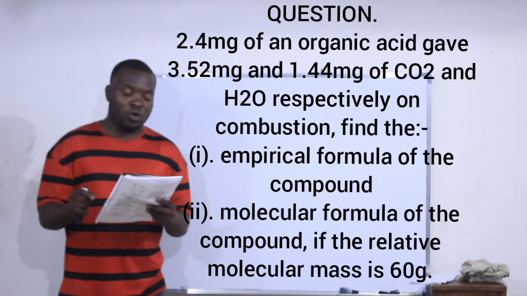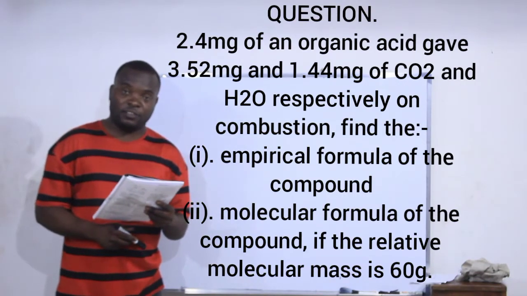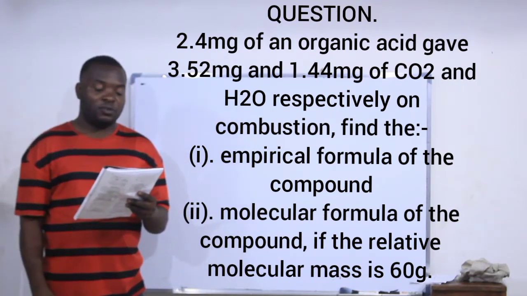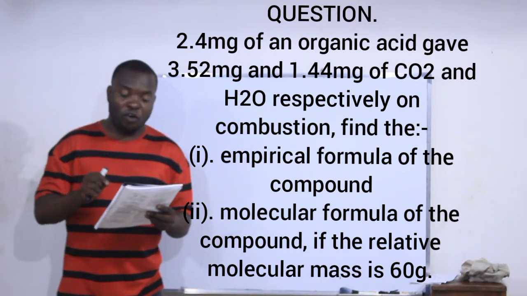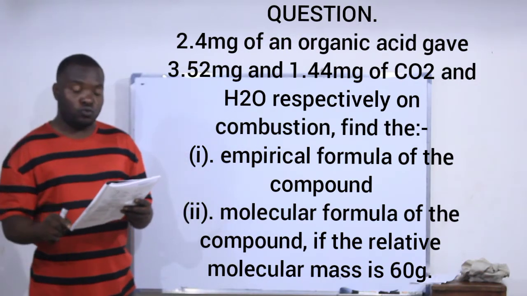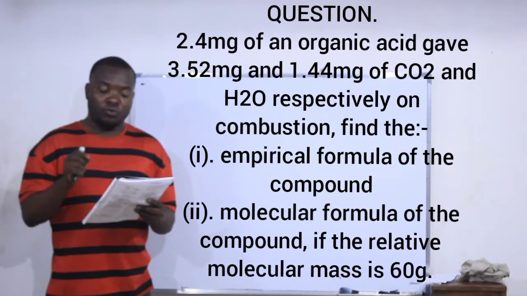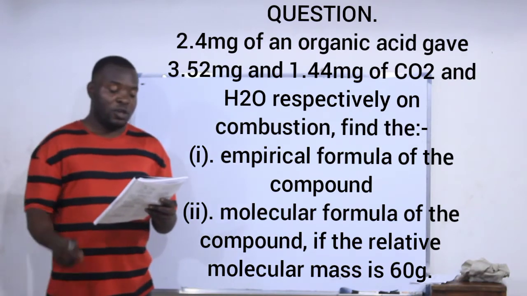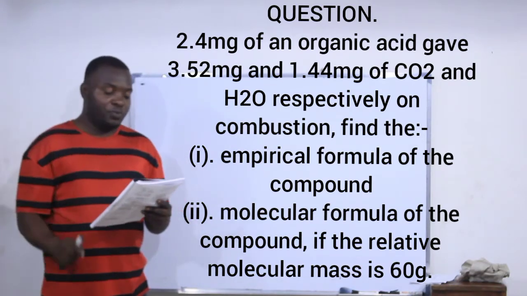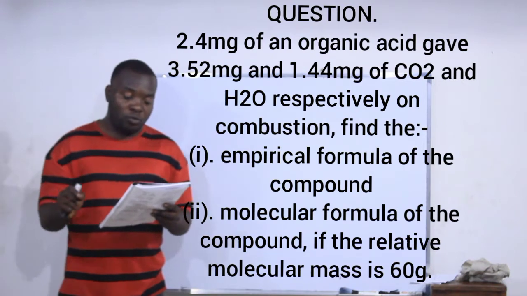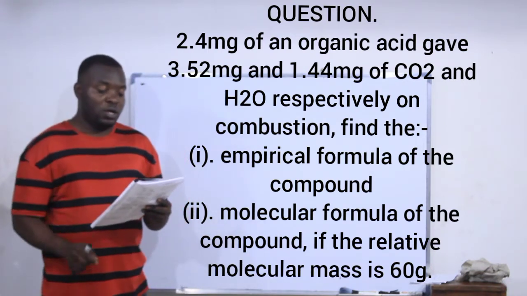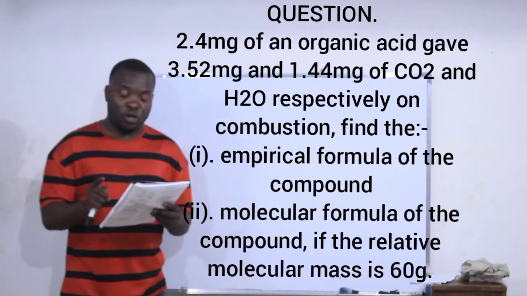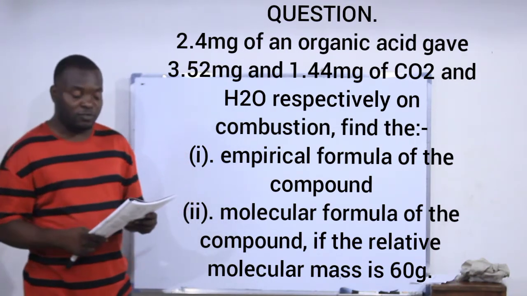2.4 milligrams of an organic acid gave 3.52 milligrams and 1.44 milligrams of CO2 and water, respectively, on combustion. The question now says, find, number 1, the empirical formula of the compound. Number 2, the molecular formula of the compound if the relative molecular mass is 60 grams.